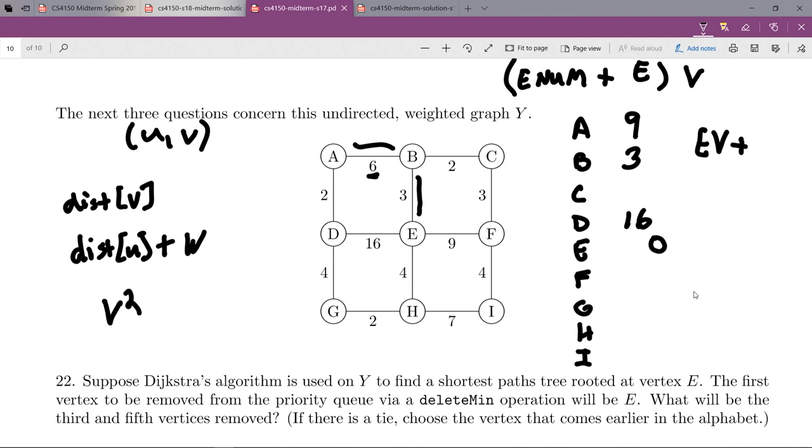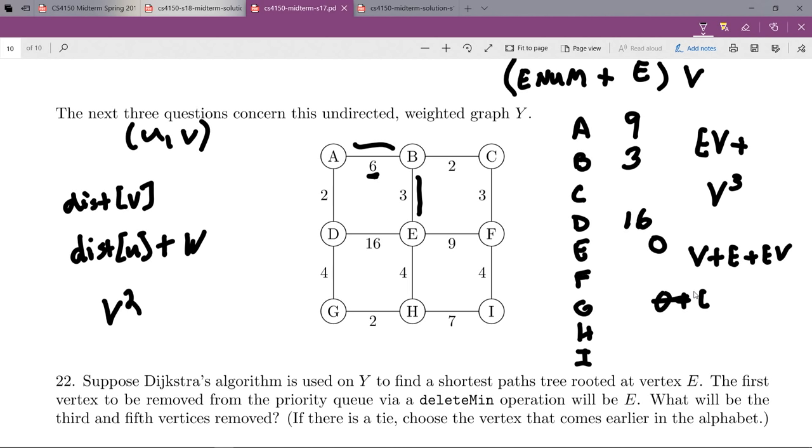This EV becomes V cubed on a dense graph. On a sparse graph, enumerating is going to be V plus E for the enumeration, plus E times V. So if it's sparse, it's a little cheaper. Basically, all the edges have to be updated each pass, and there can be V minus one passes. Any other questions?